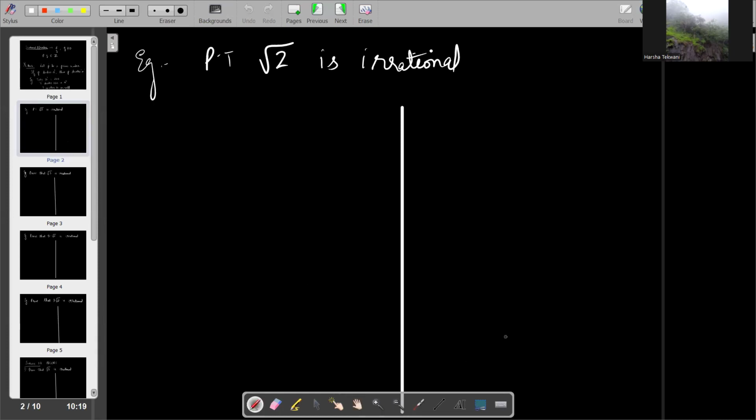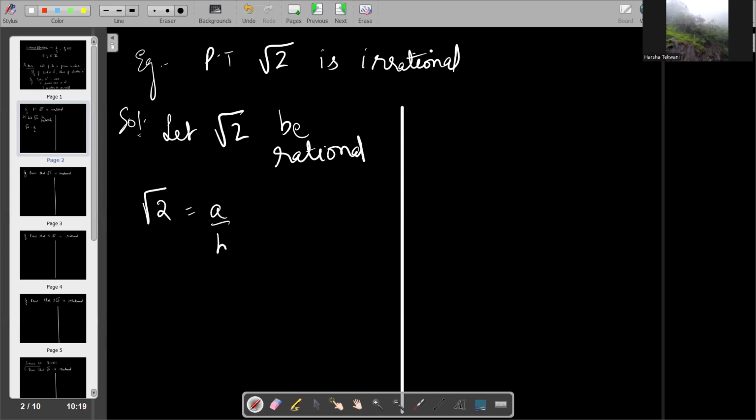As such, we can't show it on the number line. We can, but for now, I'll show you the algebraic proof. Let us act stubborn and say root 2 is rational. Okay, we will go the contradicting way. Let root 2 be rational. This is our assumption. So if it is rational, it is of the form a by b, provided b not equal to 0.